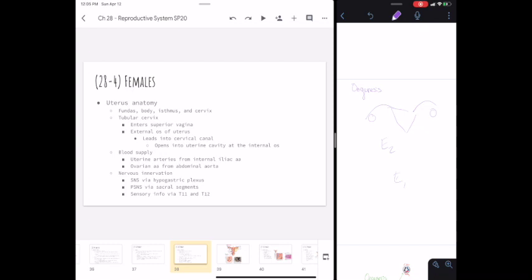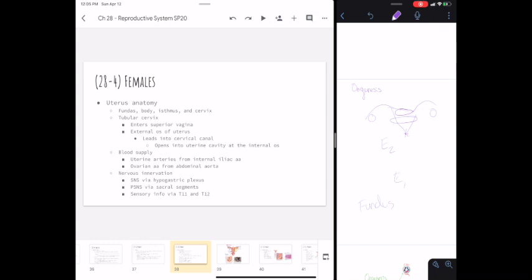The uterus has fundus, body, isthmus, and cervix. So fundus, just like we've learned. I don't know why it's spelled fundas; it should be fundus. Sorry about that. Fundus is going to be the top portion. Body is going to be the main portion. Then you have the cervix, which is the neck, and leading into the neck is going to be the isthmus.